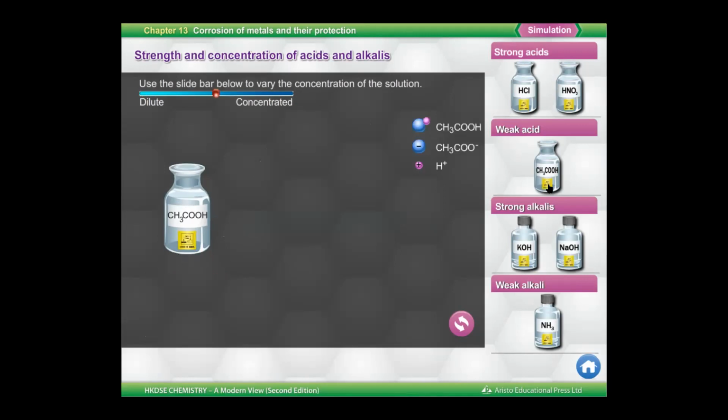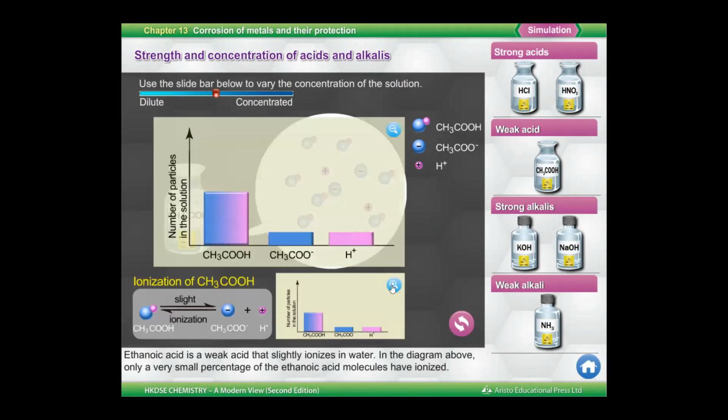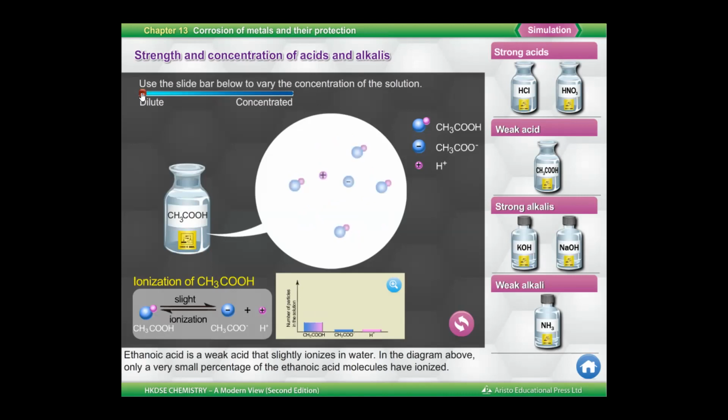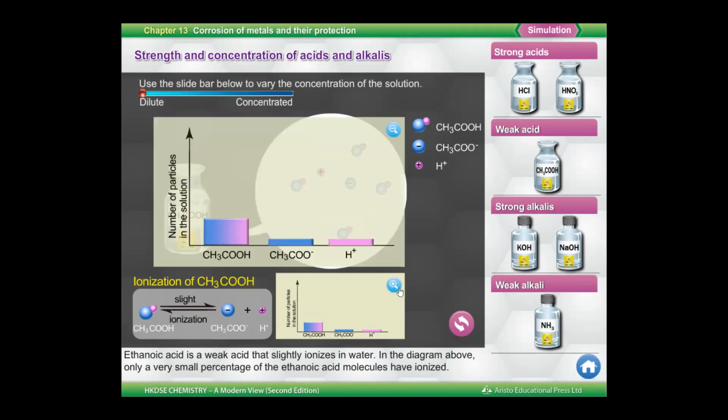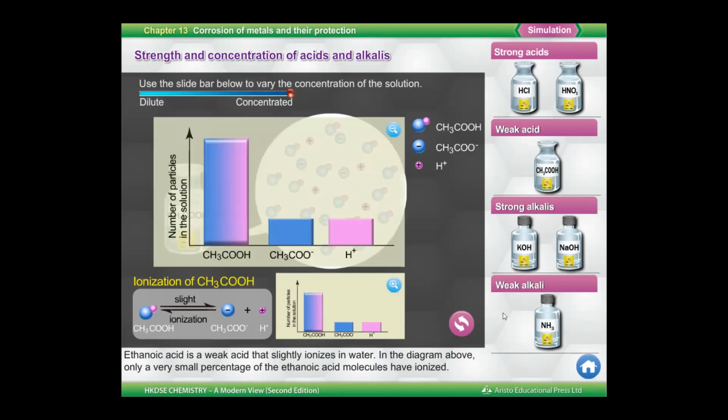How about ethanoic acid? Now for ethanoic acid, what do you find? Which one dominates? This is the molecular form that dominates, right? This time CH3COOH dominates rather than the ions. No matter whether you adjust the concentration to dilute or concentrated, can you see that? Even though I make it concentrated, of course, there will be more hydrogen ions and ethanoate ions. However, the dominant species, this is our focus, is still the ethanoic acid molecule.